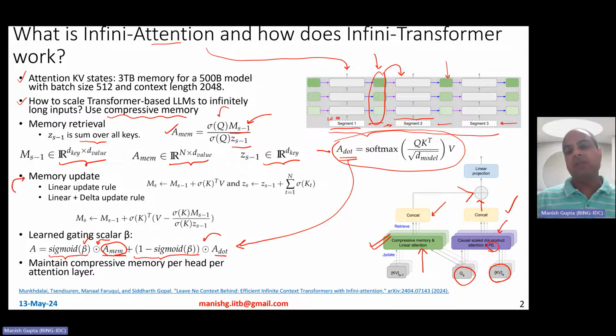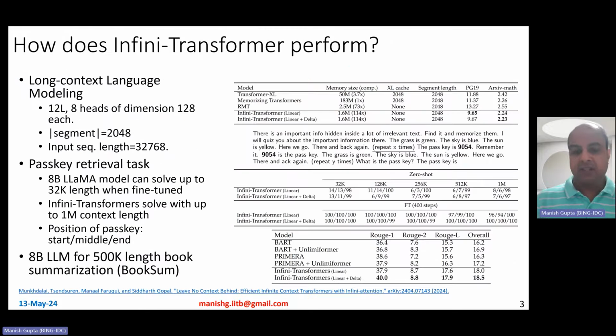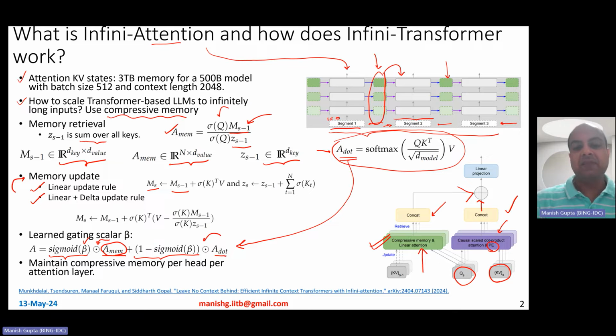So how do you update the memory once the computations for the current segment are done, so that these computations can be used in the next segment, right? The updates can be done in two ways: linear update or linear plus delta update. The linear update is pretty simple. The memory for the next segment is going to be the memory for the previous segment plus the computation that you did in this segment, sigma of K transpose V. Not sigmoid, but the same activation function that you're using here, the ELU activation function.